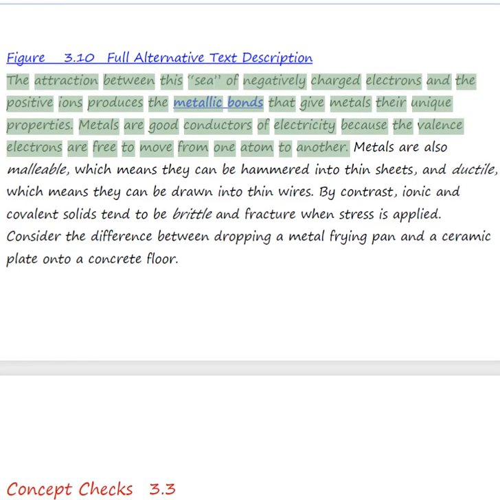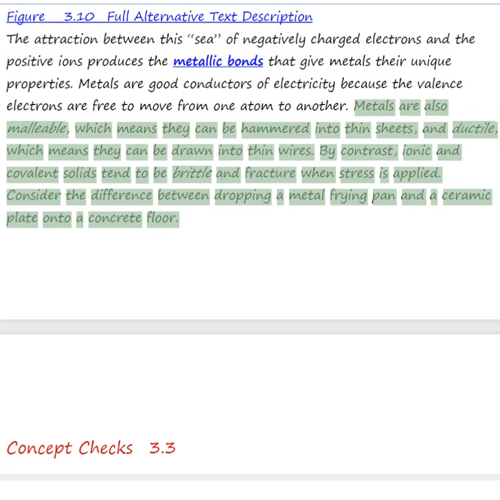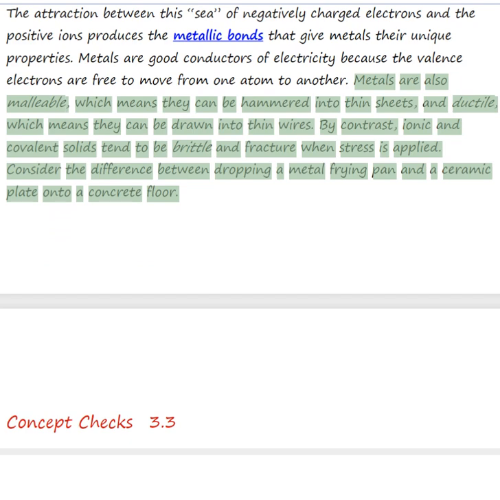The attraction between this sea of negatively charged electrons and the positive ions produces the metallic bonds that give metals their unique properties. Metals are good conductors of electricity because the valence electrons are free to move from one atom to another. Metals are also malleable, which means they can be hammered into thin sheets, and ductile, which means they can be drawn into thin wires. By contrast, ionic and covalent solids tend to be brittle and fracture when stress is applied. Consider the difference between dropping a metal frying pan and a ceramic plate onto a concrete floor.